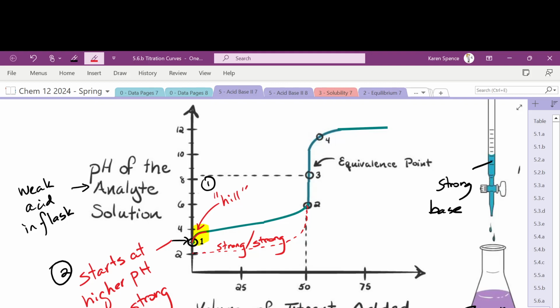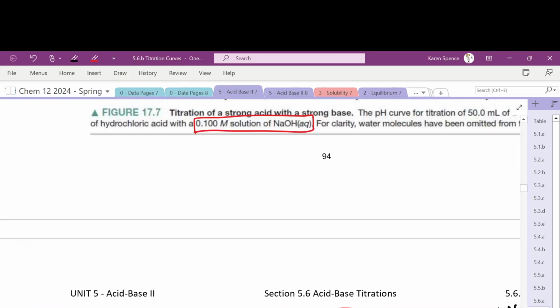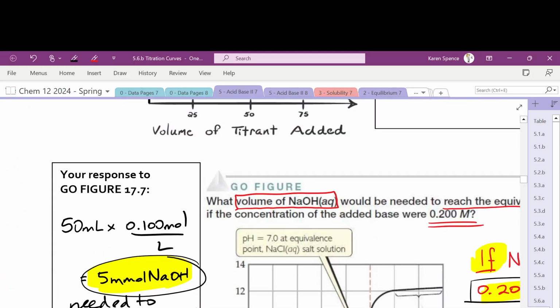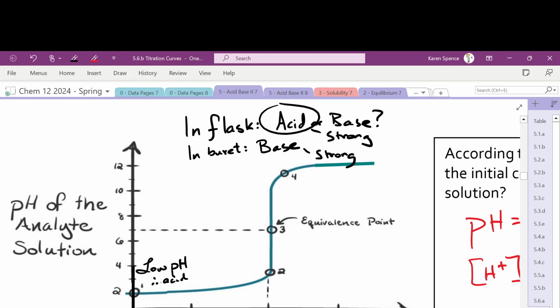Well, let's go back to our strong titration. So this is on page 94. Okay. What can you tell me about the equivalence point? The pH is 7. And that is for a strong, strong titration.